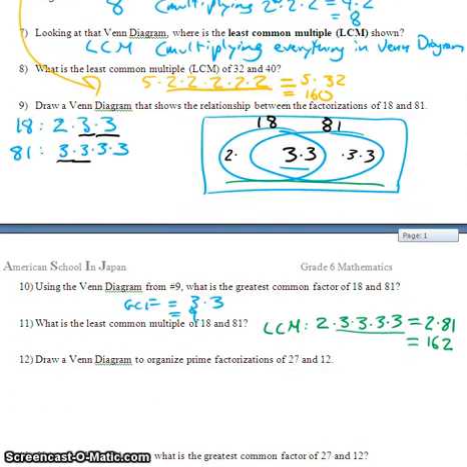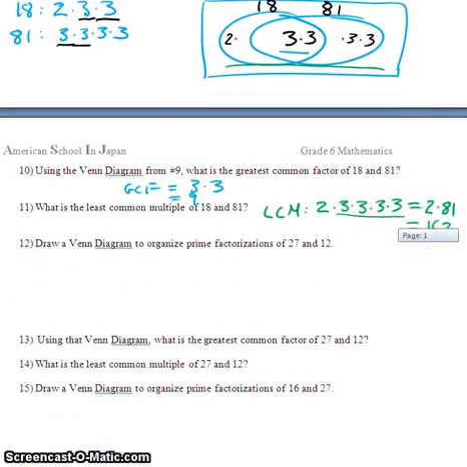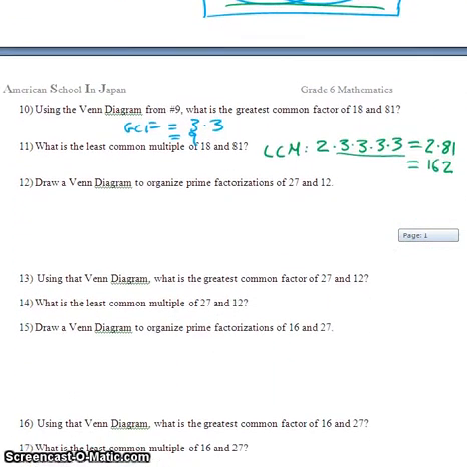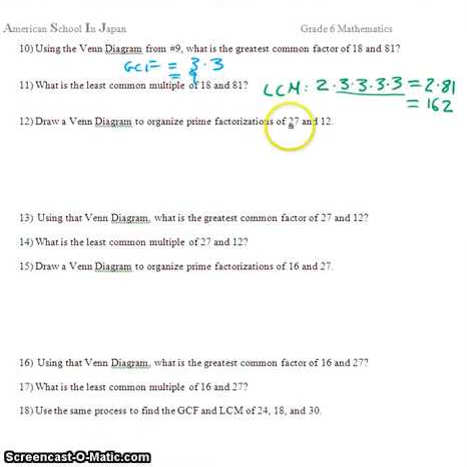All right, I want you to go ahead and pause this and try and do 27 and 12. And then when you come back, press play and you will see my solutions. All right, press pause now.